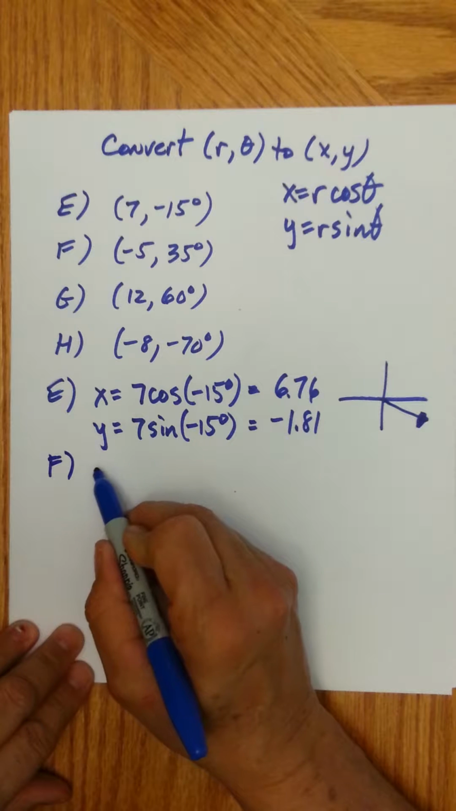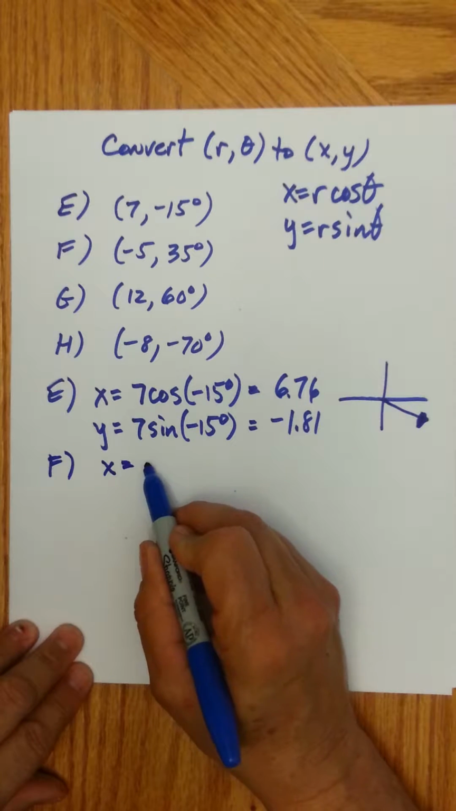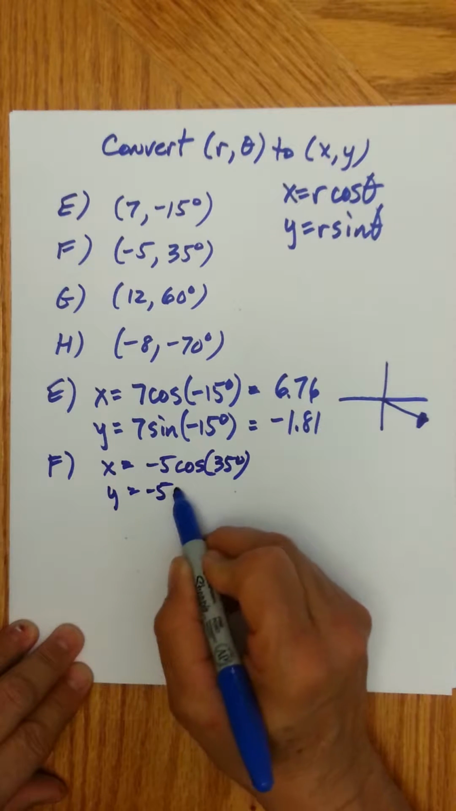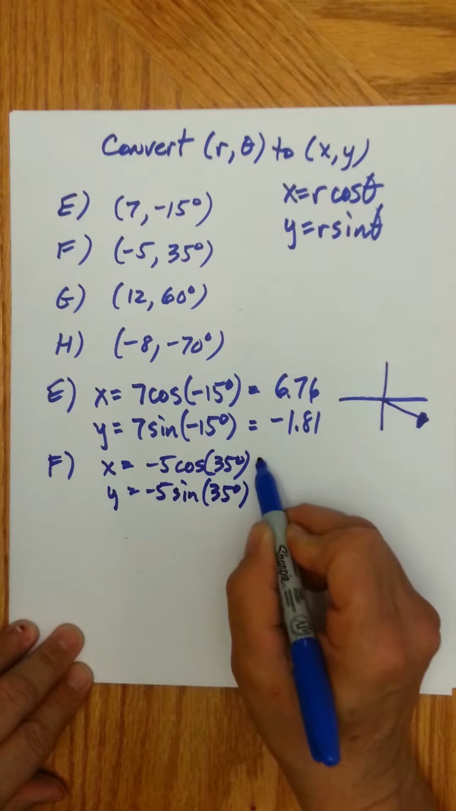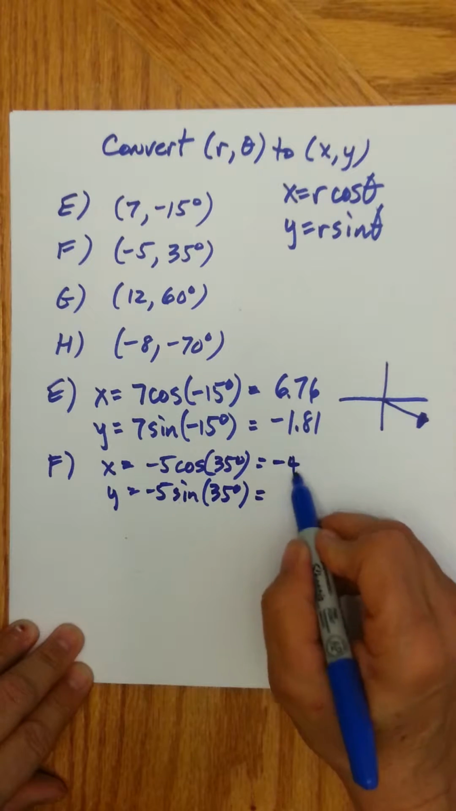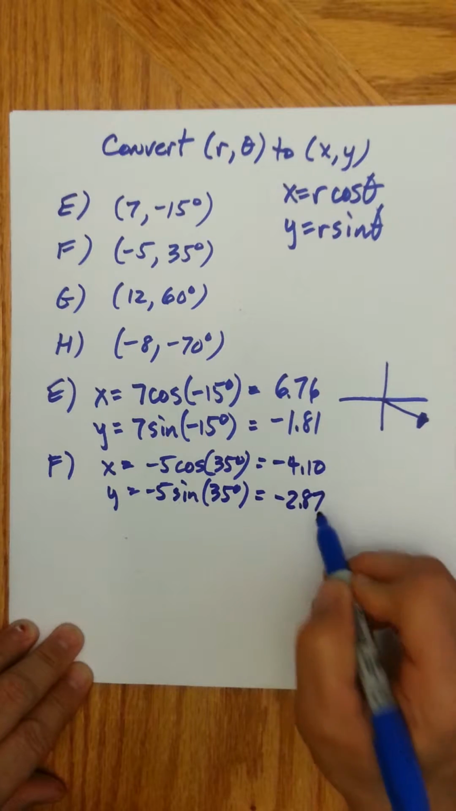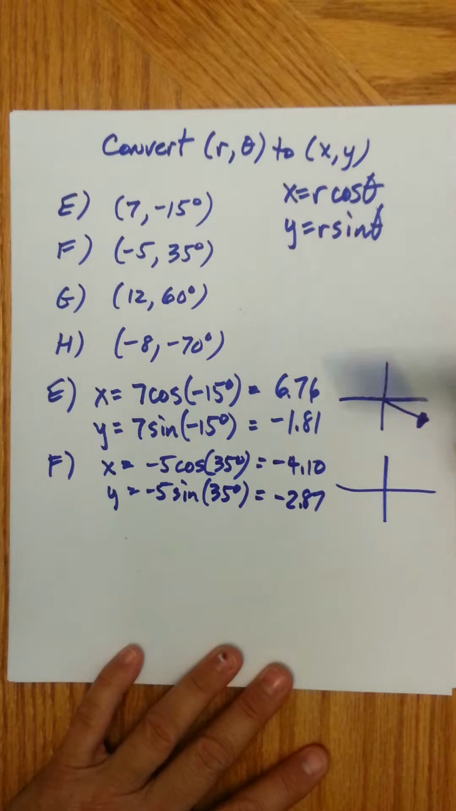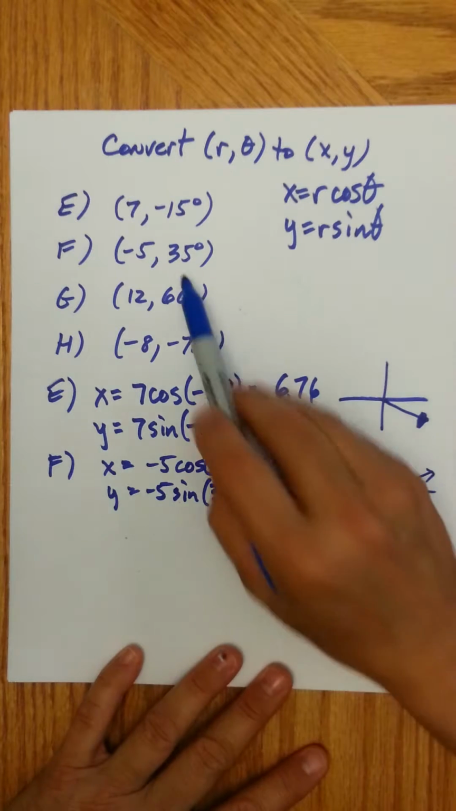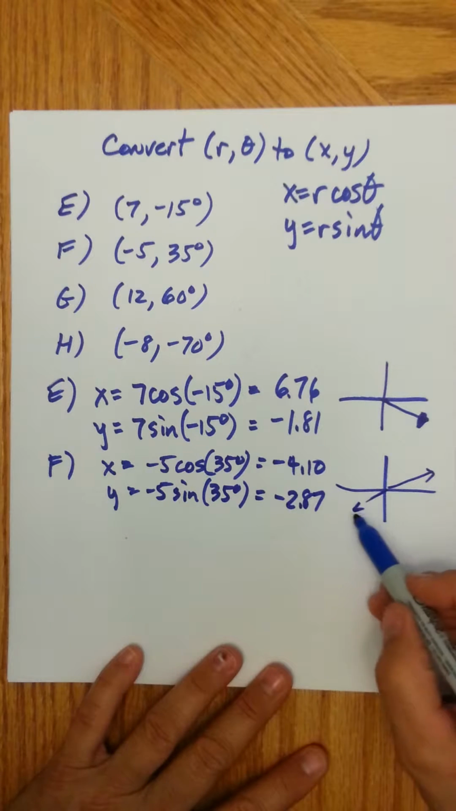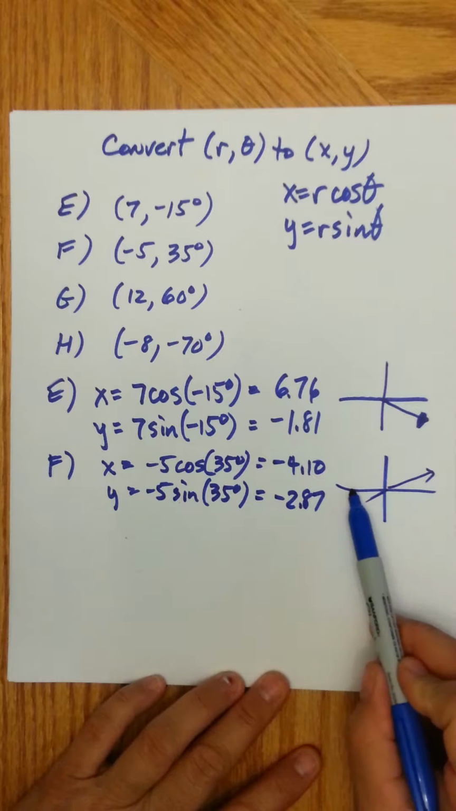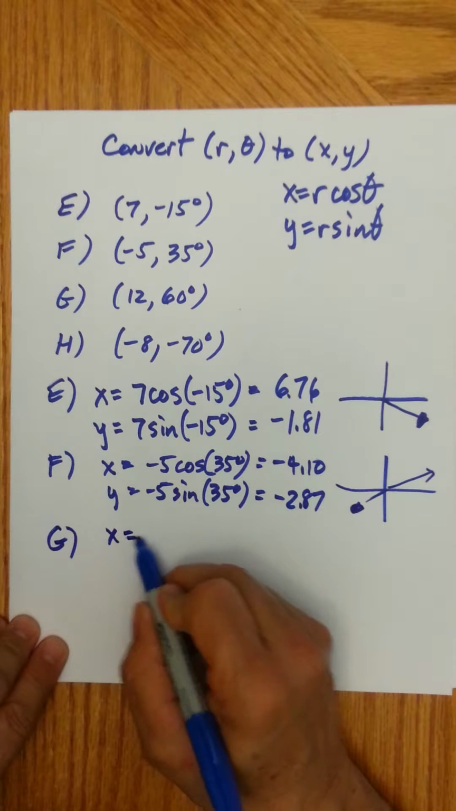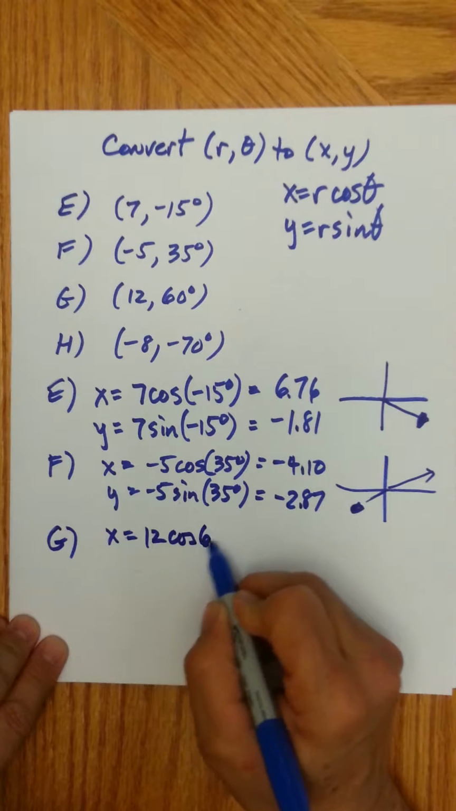So let's try F. So x equals negative 5 cosine of 35 degrees. Y equals negative 5 sine of 35 degrees. Let's go ahead and find those out. So it's negative 4.10 and negative 2.87. So let's take a look if that makes sense. Here we're saying we're going 35 degrees, something like in that direction, but we're going negative, so we're going to actually go this way. So our point should be somewhere in here. Is it? We go negative and negative. Yep, that's about right. G, we have x is 12 cosine of 60.